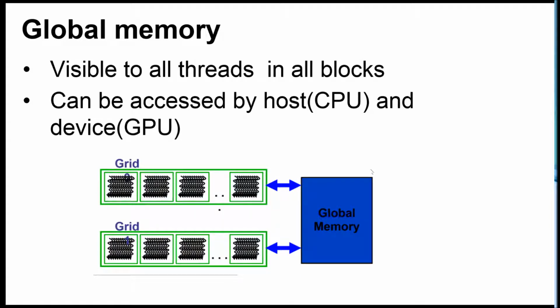Global memory. It is visible to all the threads in all the blocks. It can also be accessed by the host and the device. So it is responsible for the data transfer between CPU and the GPU.